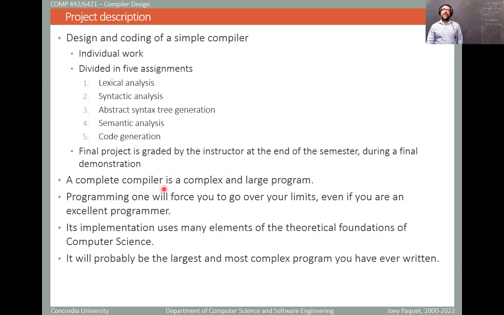As I pointed out before, a complete compiler is a very complex and large program. Even for this simple compiler that you will do, this is still a very complex and large program. So even if you are an excellent programmer, doing this project will push your limits. Okay? I've never seen anyone in this course telling me that this was easy. A lot of people like a challenge as a programmer and have a lot of fun doing it, but that does not mean that this is an easy thing to do. It is a difficult project, and there's a lot of work involved.